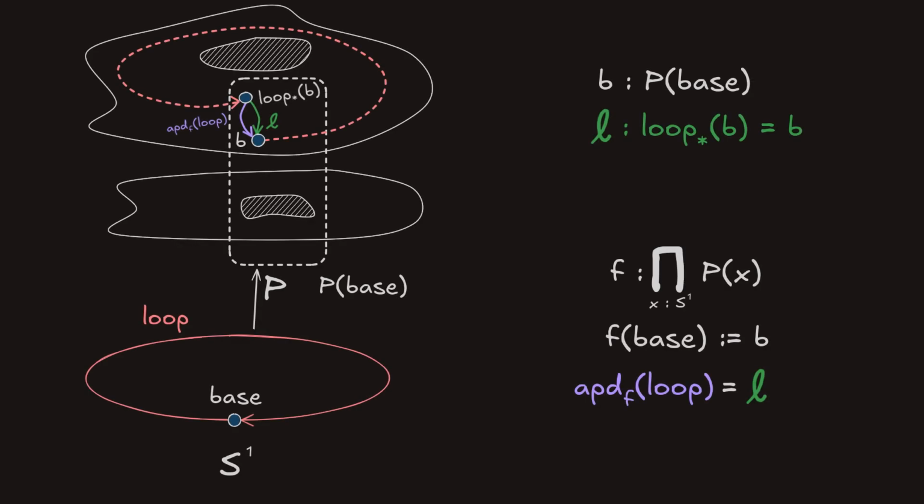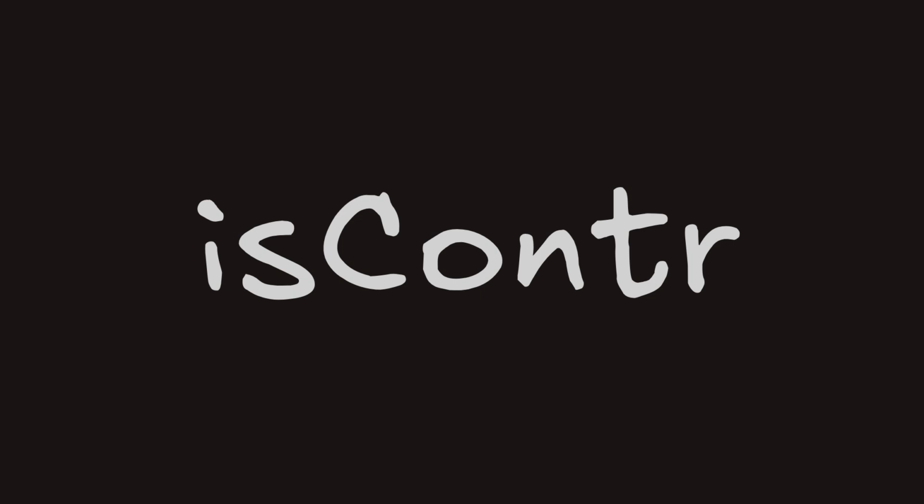In the previous video, we learned how to construct sections. In this video, however, we are going to use sections in a very special way. We are going to learn how to prove that a type is contractible. But what does it mean for a type to be contractible?